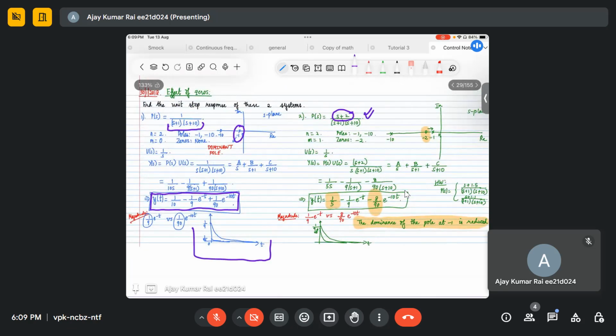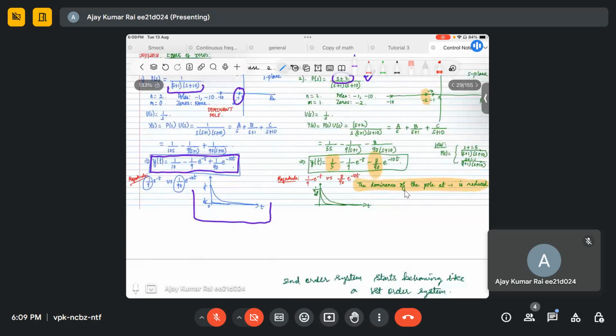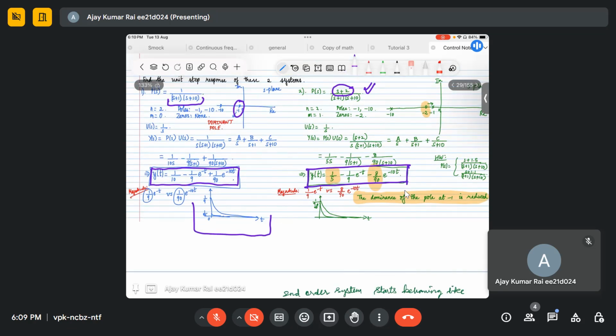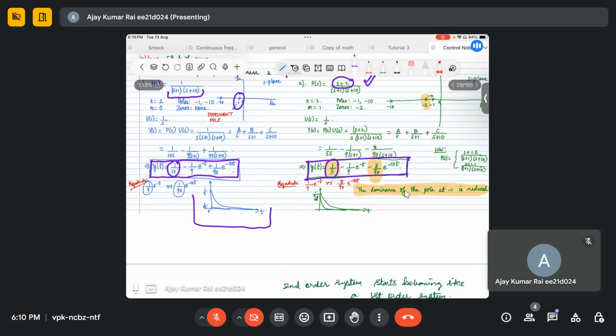In the second example, what is the effect if we add a zero to it? We have added a zero at s equal to -2, which is nearer to -1. What does it do? Again, you see y(t). It alters the steady state value. Initially it was 1/10, now it is 1/5. But the major effect is that it reduces the dominance of -1.